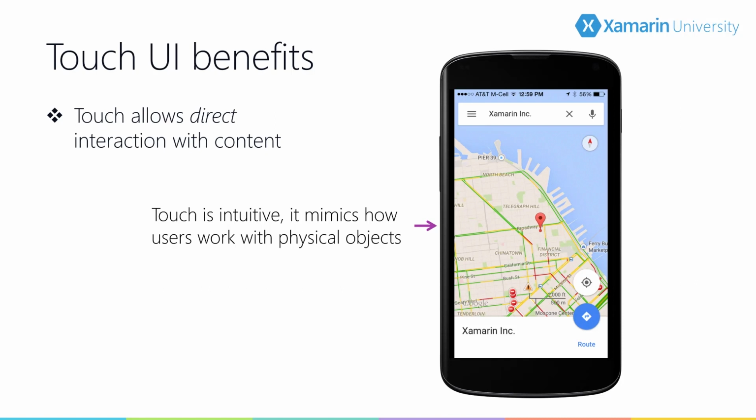When touch is used correctly, the user experience is natural and intuitive. And a big part of that is allowing the user to interact directly with the content on the screen. One theory is that users find touch UIs intuitive because it's similar to how they interact with the physical world. In other words, it's an interaction model that they are familiar with from daily life.